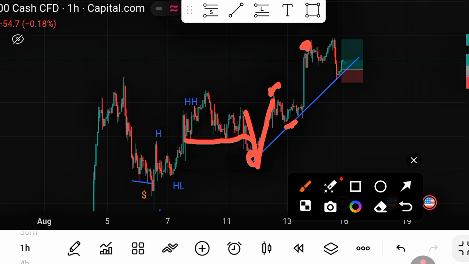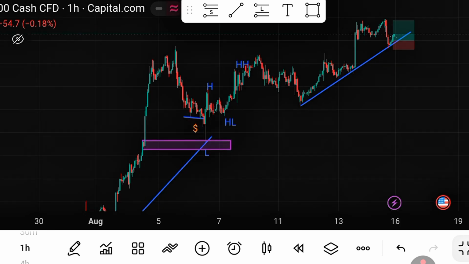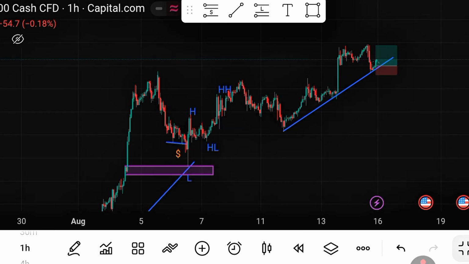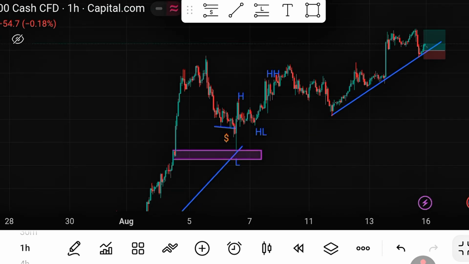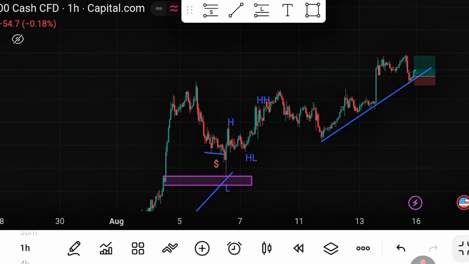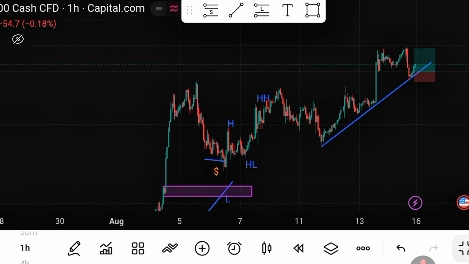Now the last one will be the overall market behavior. As you can see from the initial setup that we have taken before, obviously the market is still looking bullish, so there's nothing much to look at. The next thing will be to look for entry reasons and enter the trade.